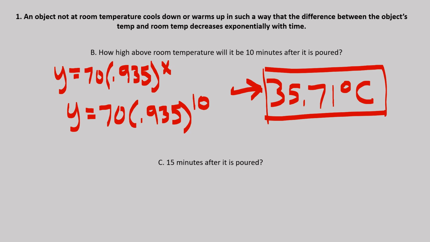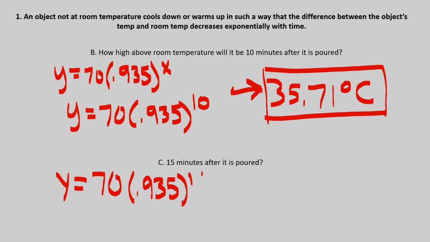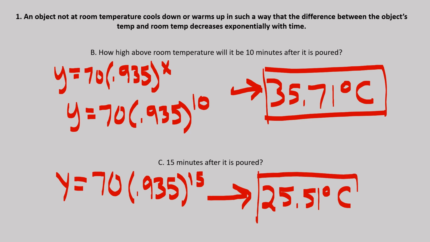All right, the second part of the question wants to know how high above room temperature it will be 15 minutes after it is poured, which is very similar to the first problem, except we are plugging in a 15 for the x, not a 10, and that is going to give us an answer of 25.51 degrees Celsius above room temperature.